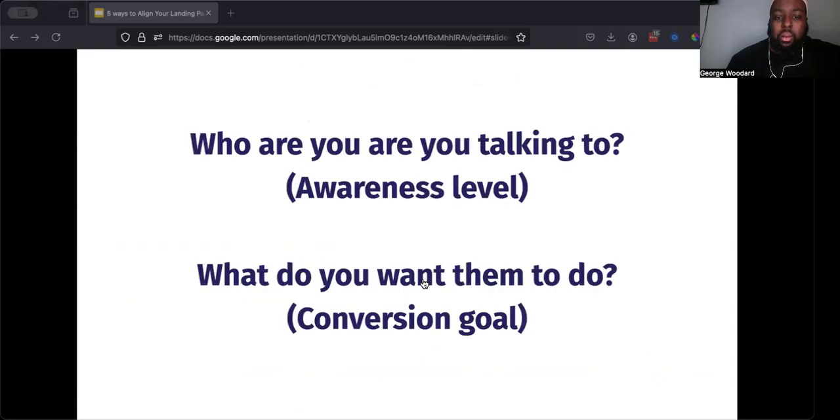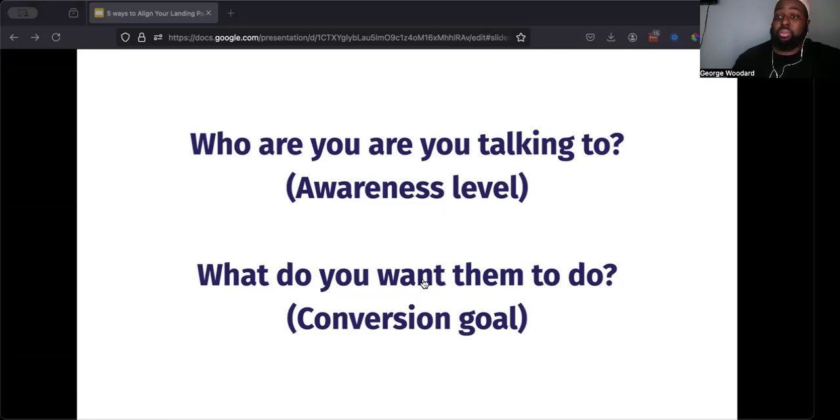So, what 2 questions do you want to ask? Who are you talking to? That's the awareness level. And what do you want them to do? So the first one: who are you talking to? In the buying decision or buying cycle, who specifically are you talking to? What level are they at in the buying decision, and how are you conveying your message to them based on that level? And then ultimately, when you're talking to them, what do you want them to do?